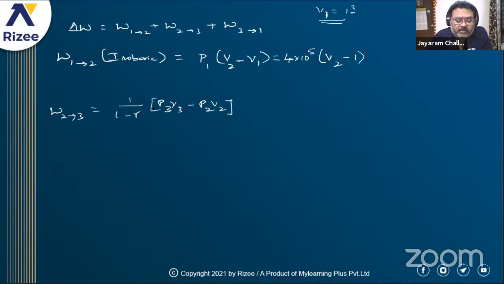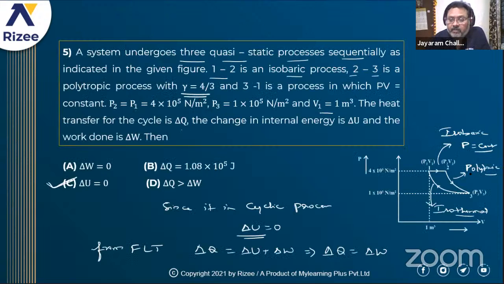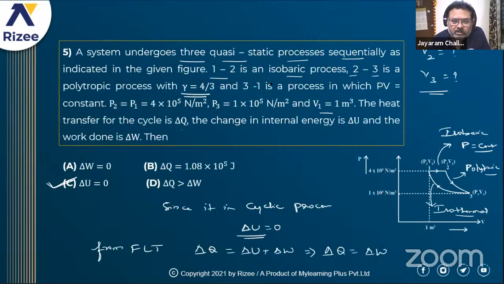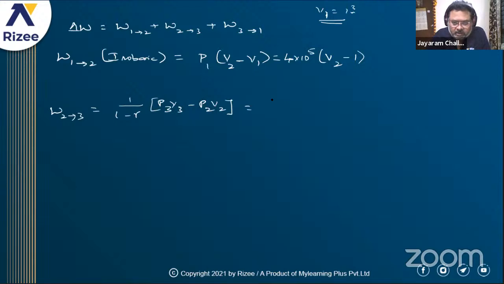So these are your information set. For this case, do we have the values of P3 and V3? We do have P1, P2 values, but V3 we don't have. V3 is unknown. So these are the two important values that we need to find over here. If I substitute the values, this will be 1 by gamma, where the gamma value is 4 by 3.